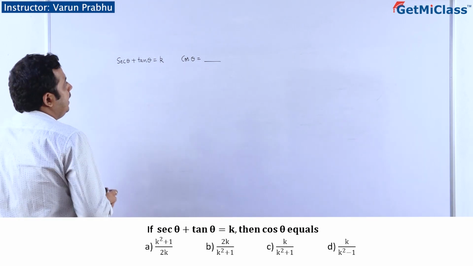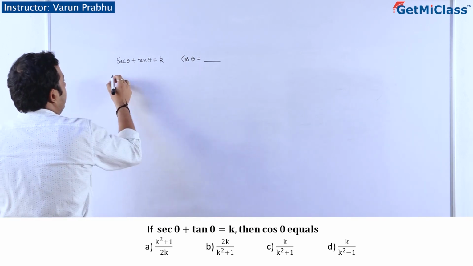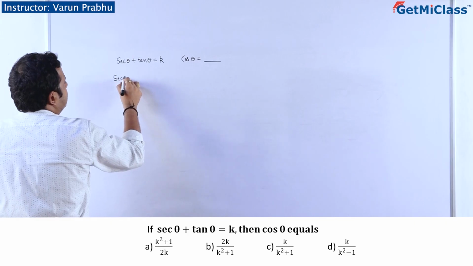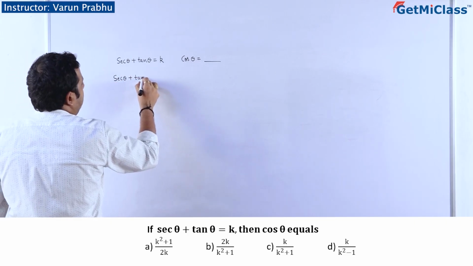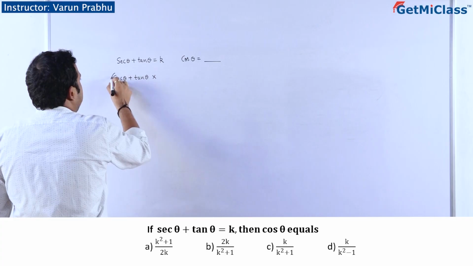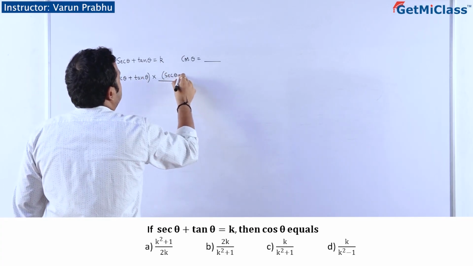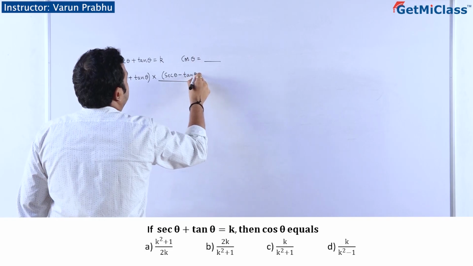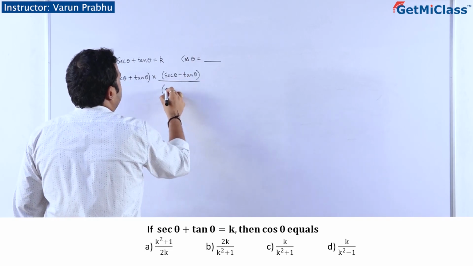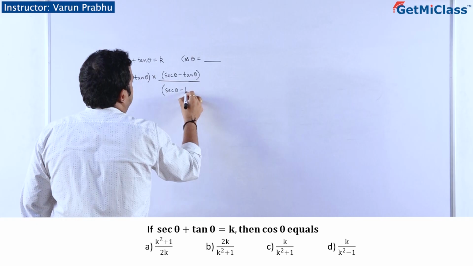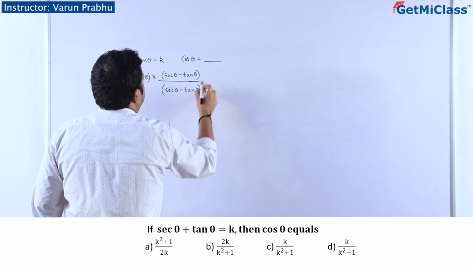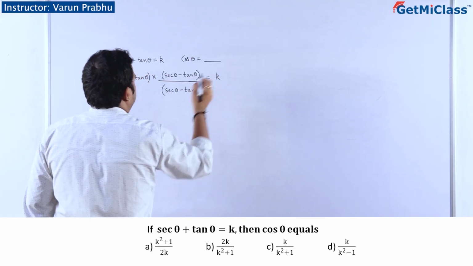Secant theta plus tan theta is equal to k. What is the value of cos theta? So I can say secant theta plus tan theta. Look here. We will multiply and divide by secant theta minus tan theta, and divide here also by secant theta minus tan theta, that is equal to k, correct?